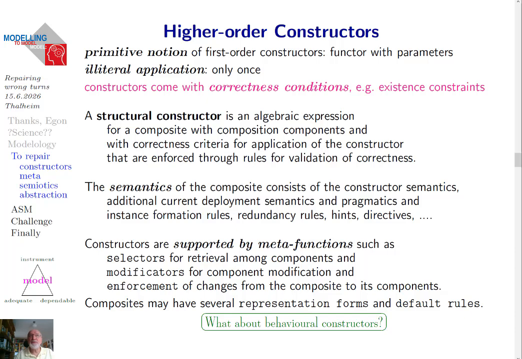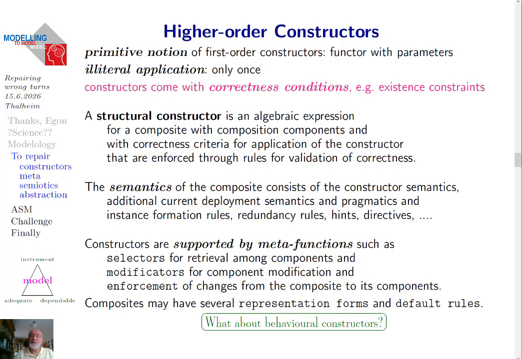Higher order constructors, as in the paper. Currently we are using constructors in a very primitive syntactic form, and mainly only applying these constructors once for defining some kind of construct. In reality, constructors are functions that have a correctness condition. That means we can only accept a construction if the correctness condition is fulfilled. It could be, for instance, an existence constraint, like I show in the next slide.